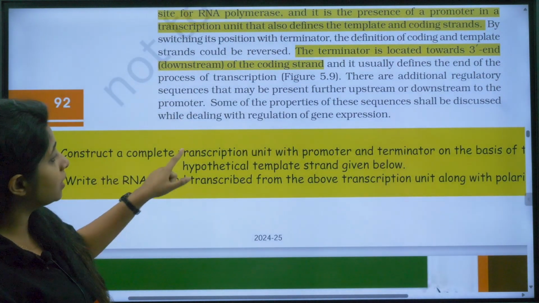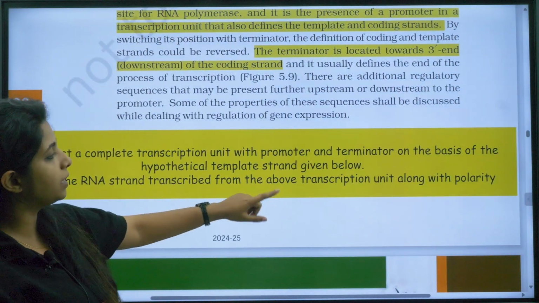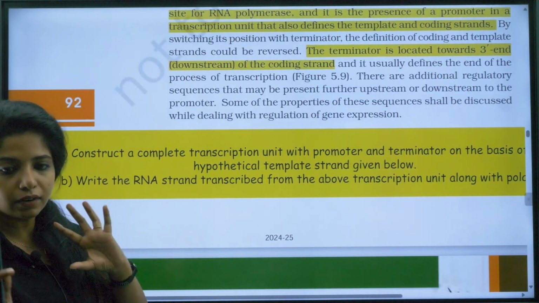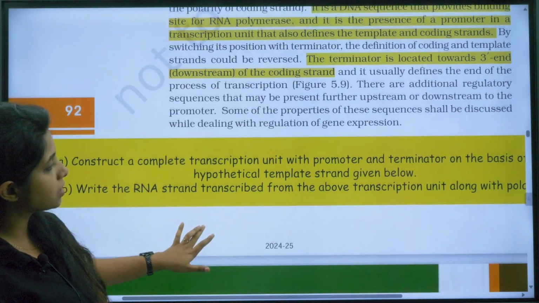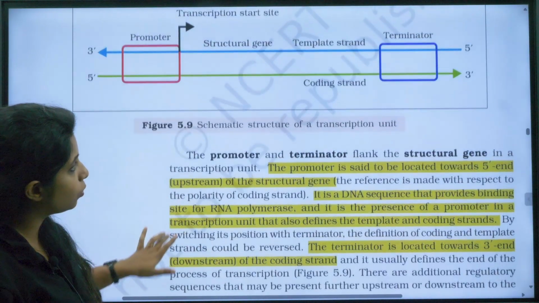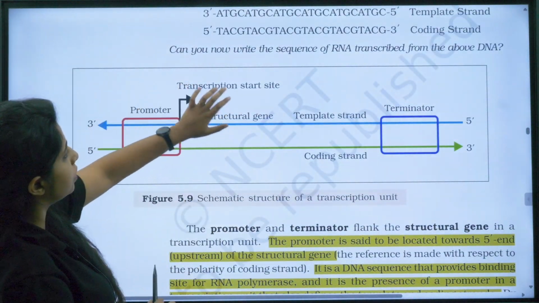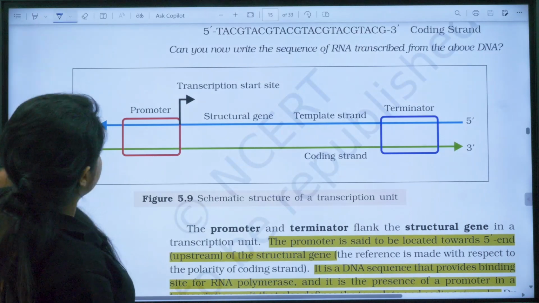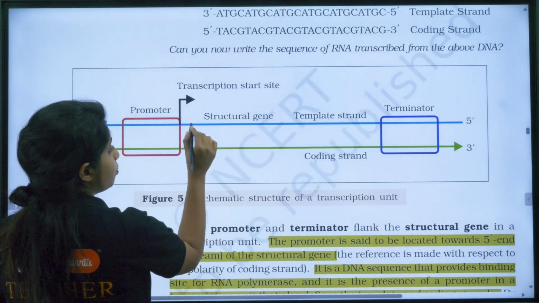Construct a complete transcription unit with promoter and terminator on the basis of the hypothetical template strand given below. There is a template strand that was given below. I have not mentioned it here. Write the RNA strand transcribed from the above transcription unit. So they told you to make something like this, and when you are asked to have a transcription unit, how do you explain that? You have to make a transcription unit. That means you have to put some sequences.